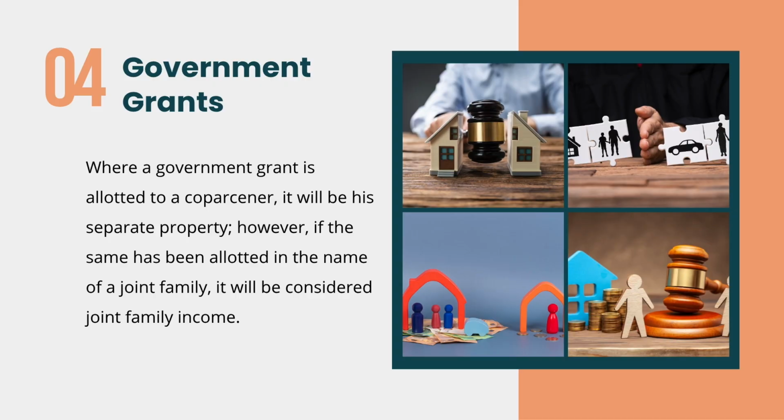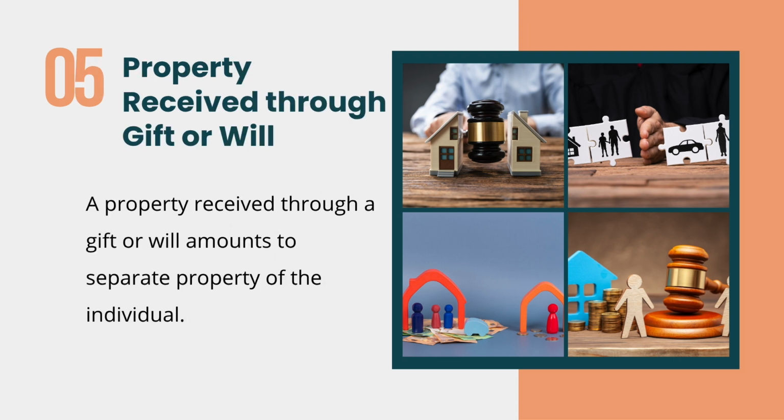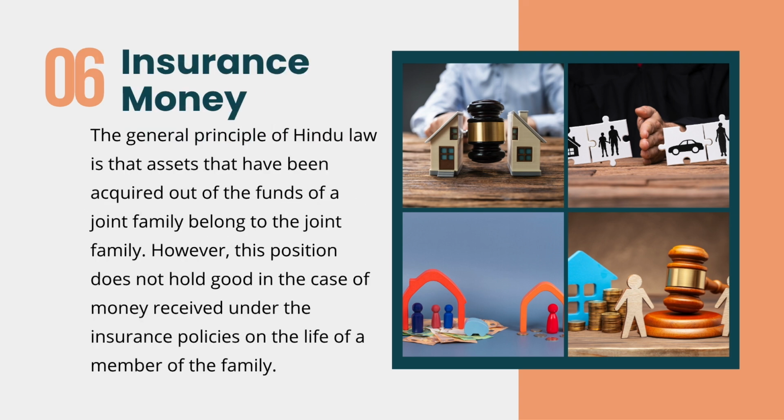Then there are government grants. Where a government grant is allotted to a co-partner, it will be his separate property. However, if the same has been allotted in the name of a joint family, it will be considered joint family income. Property received through gift or will. A property received through a gift or will amounts to separate property of the individual. Another important point is insurance money.